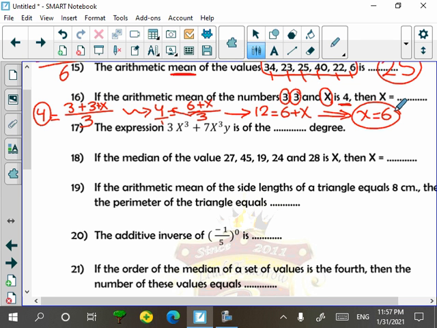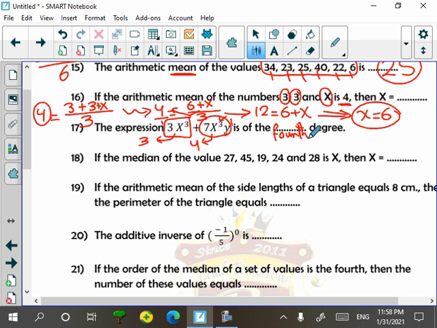Number 17, the expression 3x power 3 plus 7x power 3 y is of the degree. Okay, the first one here, 3x power 3, is third degree, and the second term here will be fourth degree because of x power 3 and y power 1. Then the fourth degree is our answer.